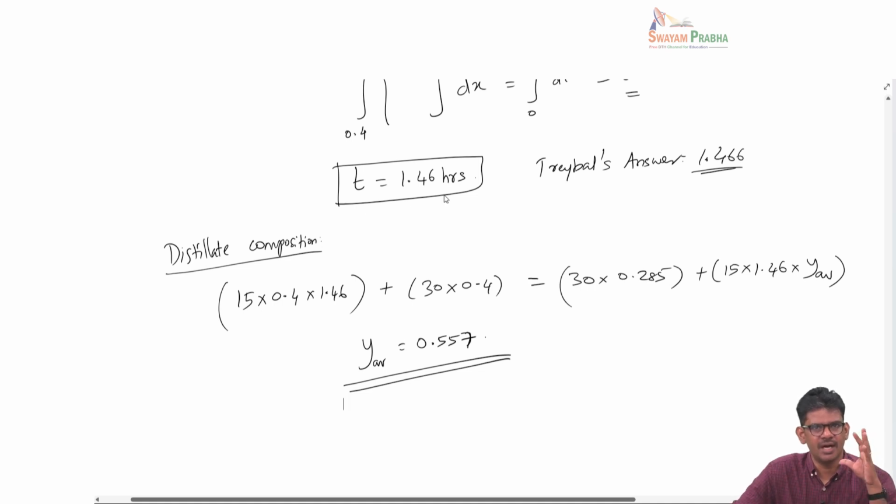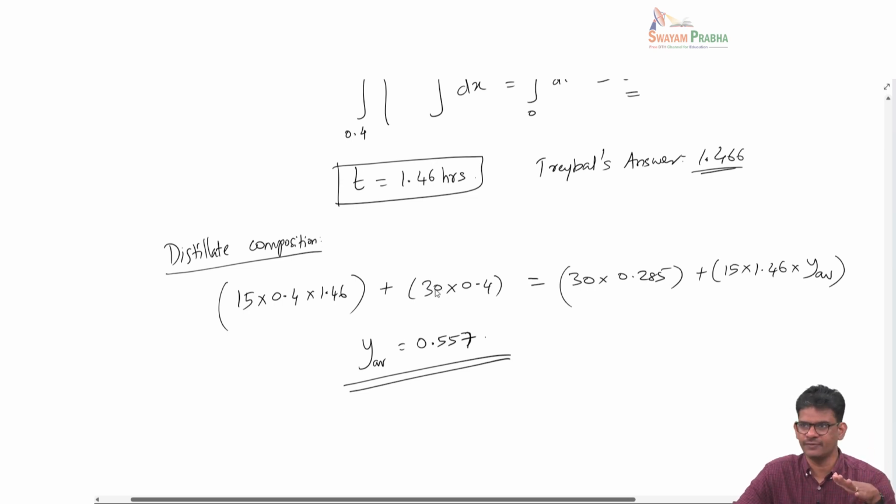You can see up to 1.46 hours how much of A we have charged in. That would be 15 times 0.4 times 1.46. 15 is the moles per hour times 1.46 hours, so that will be the total moles multiplied by the mole fraction, which is 0.4. That will give you the number of moles of A charged into the kettle over a period of 1.46 hours. But the still was started with an initial charge of 30 moles containing 40%. So this was also there in the beginning. So this is the total moles of A that has been there initially and that has been added over a period of 1.46 hours.